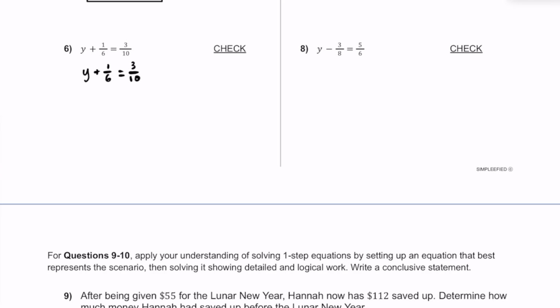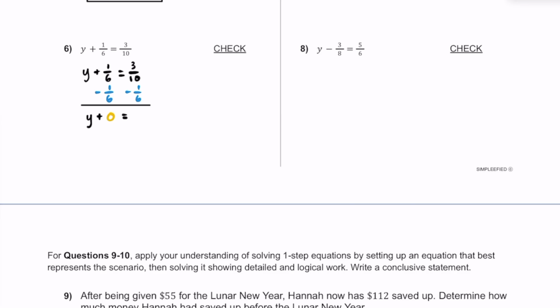Okay, so what's the inverse operation here? Well, we have addition in the problem, so the inverse operation is going to be subtraction. So let's go ahead and take away 1/6 from both sides here. And the goal here is to get 0 on the left side. If we do that, we're going to get y is going to be adding what number here? Well, positive 1/6 minus 1/6 is going to be 0, so we're going to be adding 0.